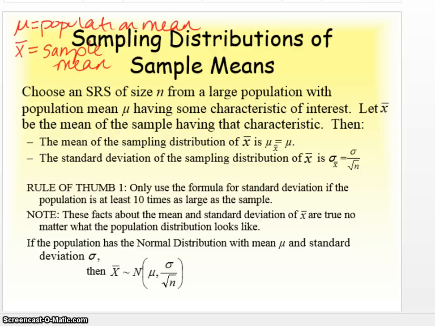All right, today we're going to talk about the sampling distributions of sample means. So what we want to do first is make sure we know our symbols. We have mu, which is the population mean, and we have x bar, which is the sample mean.